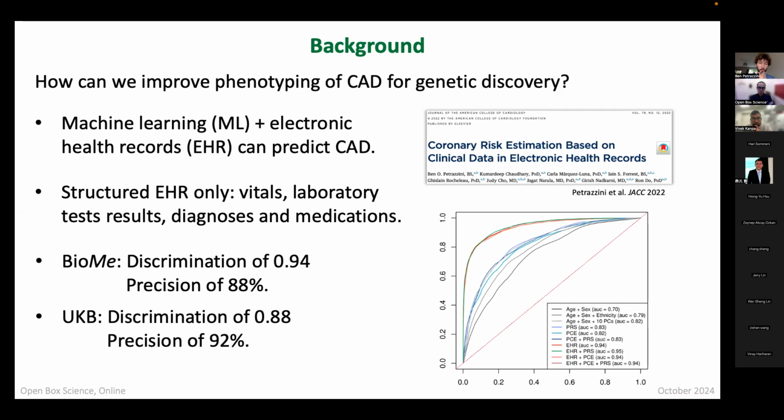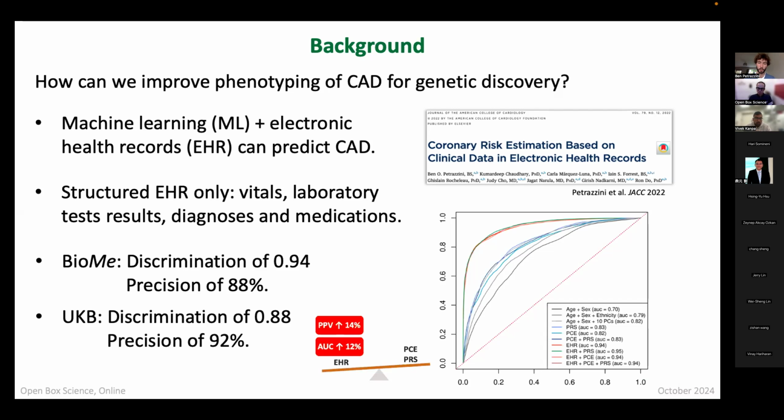We found in an external testing dataset within Biomi, which was the training cohort, 0.94 AUROC and precision of 88%, but then in a completely external cohort, population-based, mostly healthy individuals, so very different to Biomi, we also found good discrimination at 0.88 and good precision at 92%.